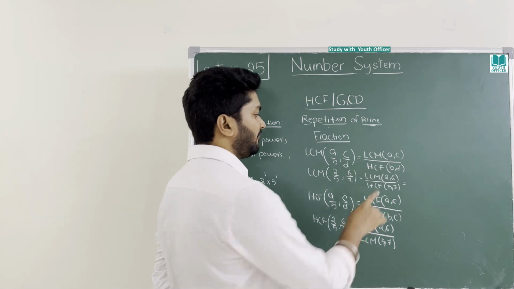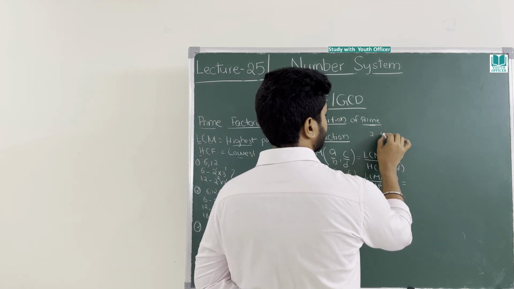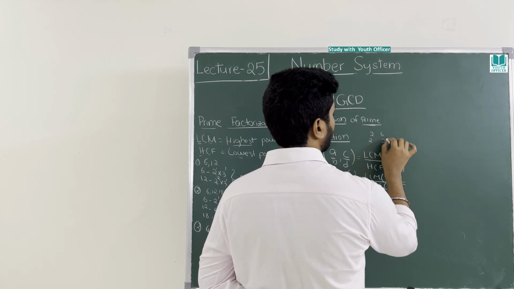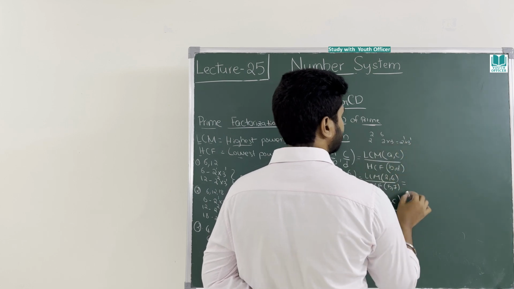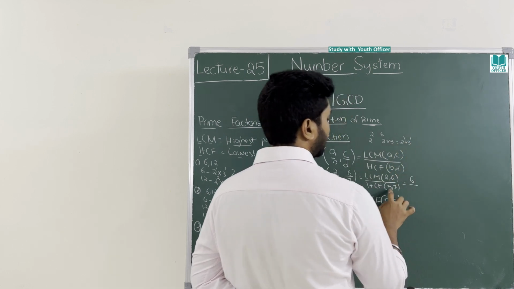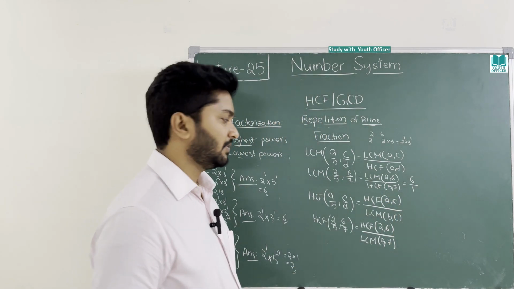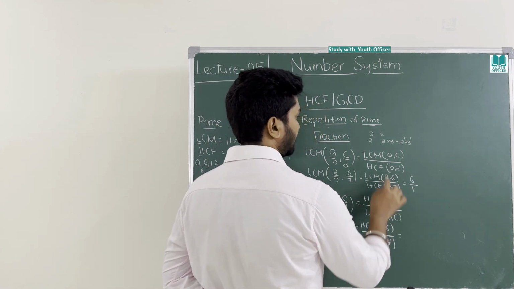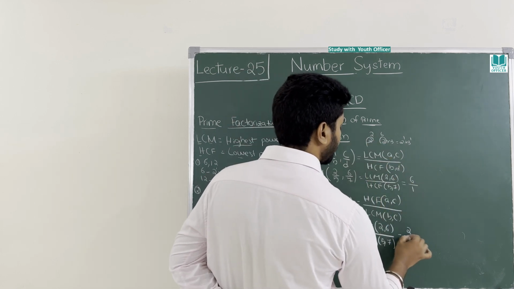Now LCM of 2 comma 6. 2 is 2, and 6 is 2 into 3. Taking highest powers, 2 power 1 into 3 power 1, 6 is the answer. For the denominators, these two are prime numbers, and HCF of two prime numbers is 1. Easy? Now HCF of 2 comma 6. Which is repeating? 2 is repeating. Answer is 2.